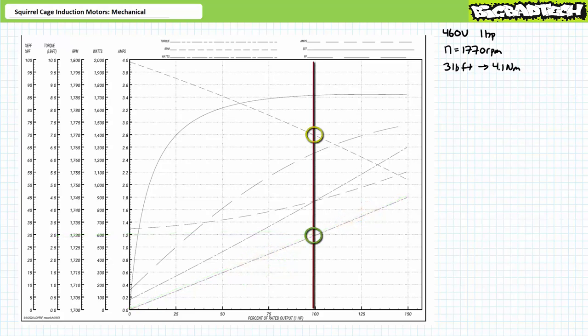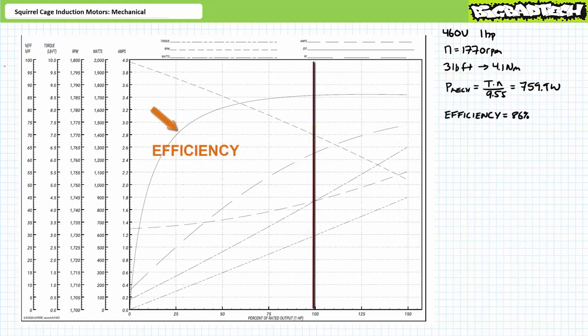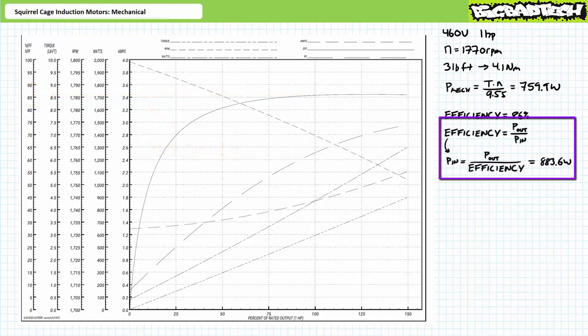Now that we have rotational speed and torque data at the rated conditions, let's examine mechanical power output and efficiency. An application of the mechanical power formula demonstrates 4.1 newton meters of torque at 1770 RPM represents 759.9 watts of mechanical power. If 1 horsepower is equal to 746 watts, 759.9 watts is just above 1 horsepower, as we might expect. It's a 1 horsepower motor. If this solid line represents efficiency, this motor appears to be maybe 86% efficient at the rated conditions. Given the efficiency rating and mechanical power output, we can solve for the necessary real power input consumed by this motor at the rated conditions. An algebraic manipulation of the efficiency formula, solving for input power, demonstrates we will most likely need to consume at least 883.6 watts of real electrical power.